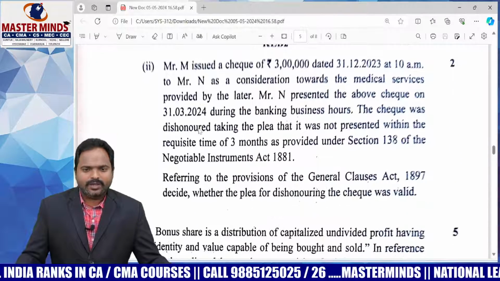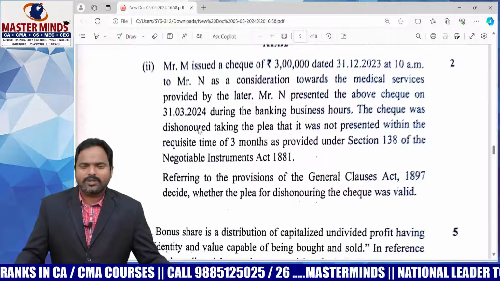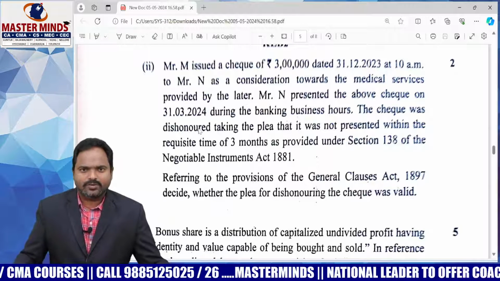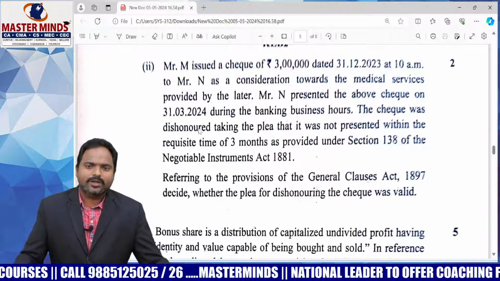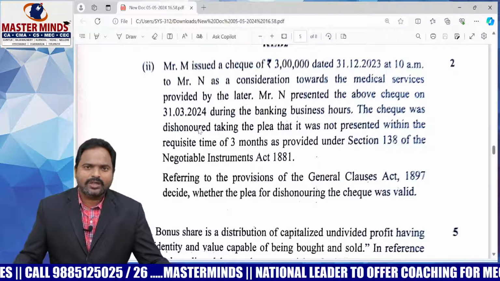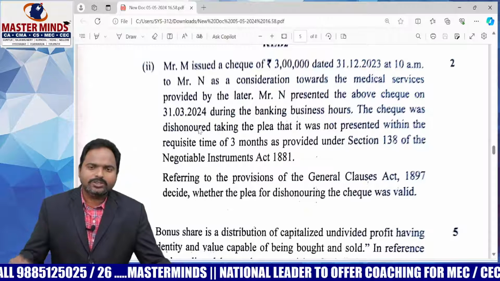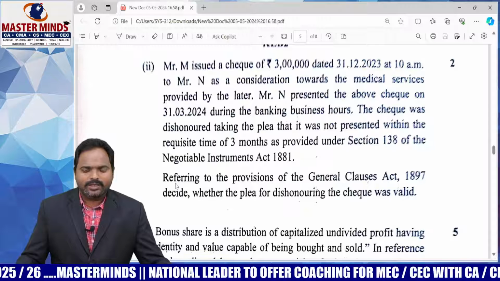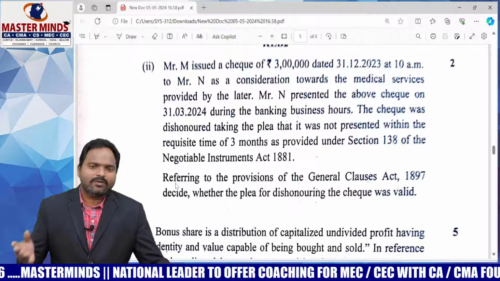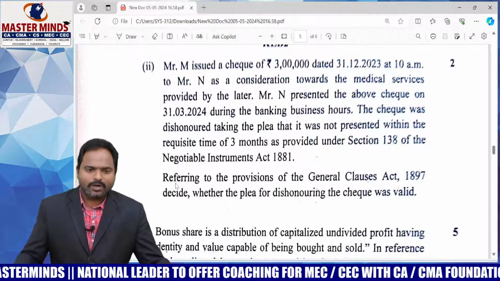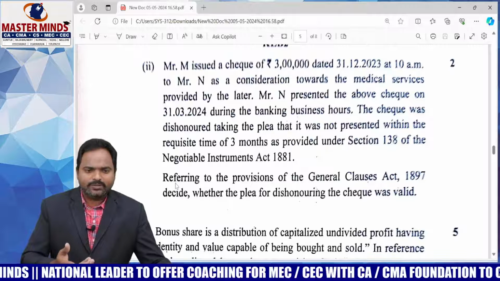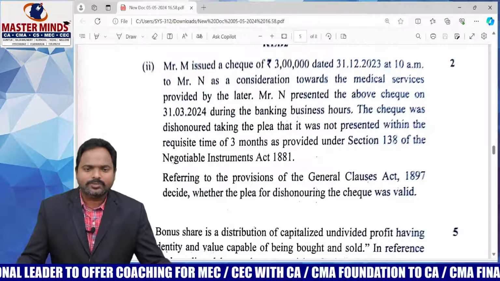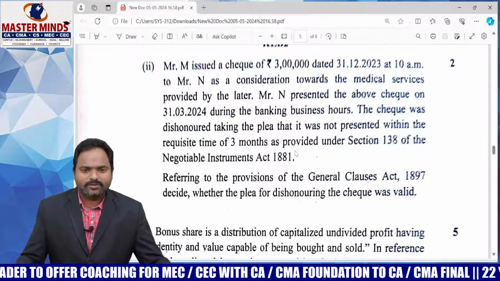Next they are asking another 2 marks, also from the General Clauses Act only. This is the calculation of dates, calculation of days. It is also a very small concept, but this question is linked to the Negotiable Instruments Act. The Negotiable Instruments Act is not in your CA Inter syllabus, nor covered in the old foundation scheme. So students writing this exam don't have knowledge of it, but they ask what a stale cheque is.